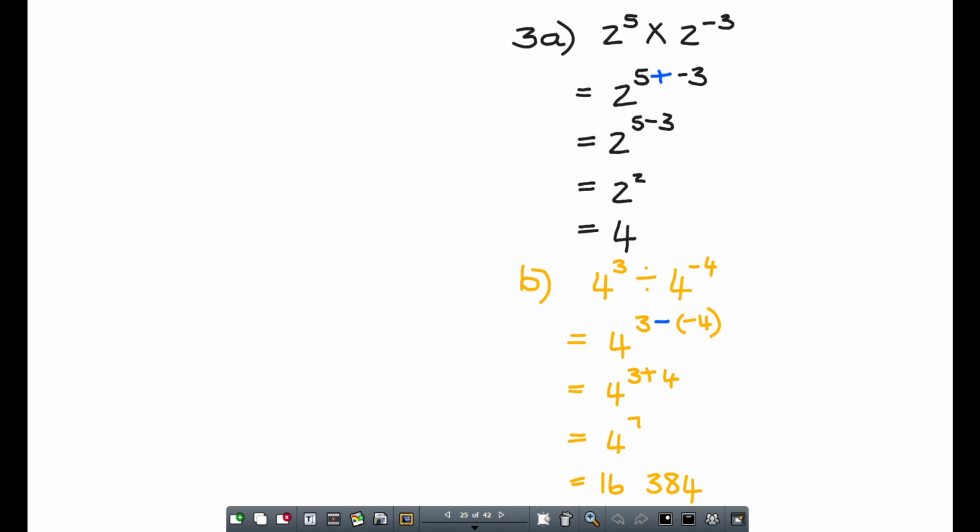Okay, then the same at B, but now we are dividing. So they want me to use law 2, dividing powers. Can you see the base is the same and we're dividing? So what do we do with exponents? Subtract. So I say 3 minus the -4, and these two negatives will become a positive, and 3 plus 4 will give me 7. You could have stopped there, or if you simplified, 4 to the power of 7 will give you 16,384.